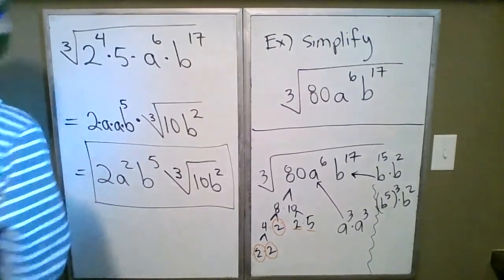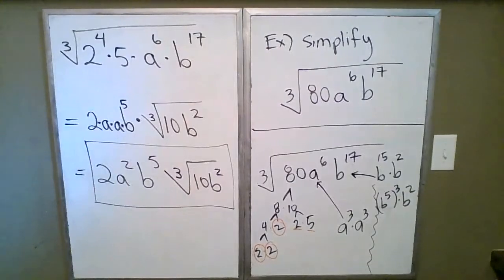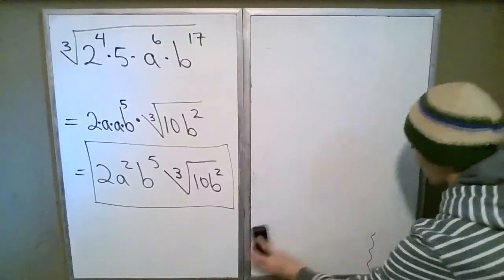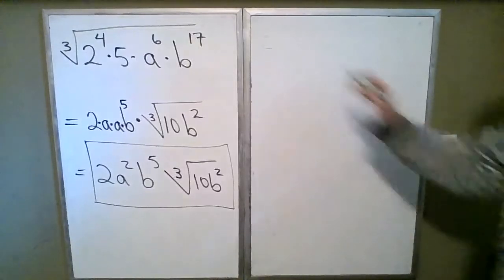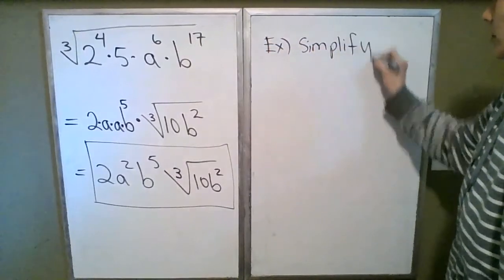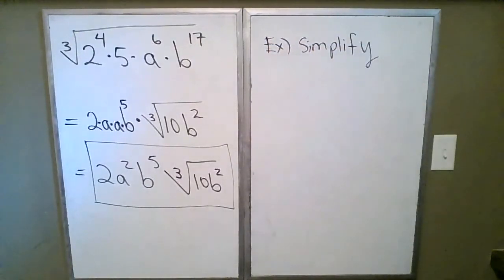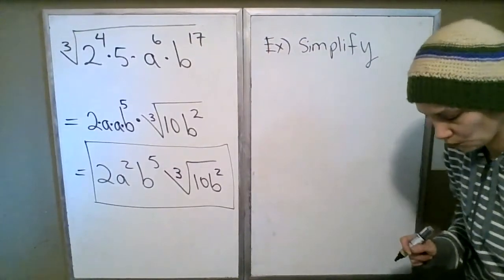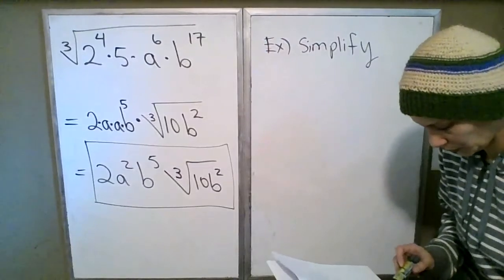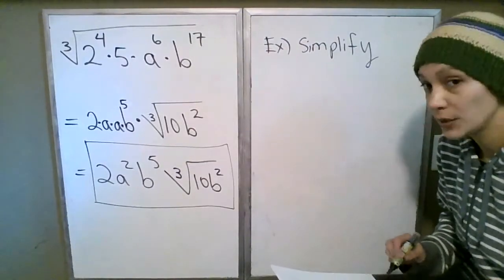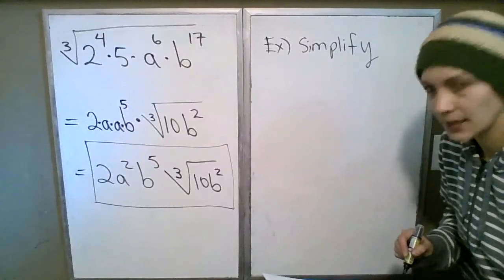Let's try another one like this. Now, what we're going to do is a square root of 64 x to the 8th, y to the 11th.